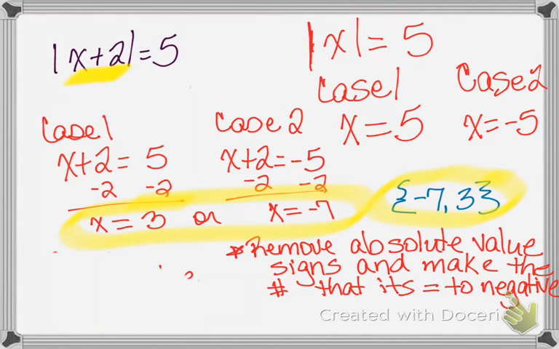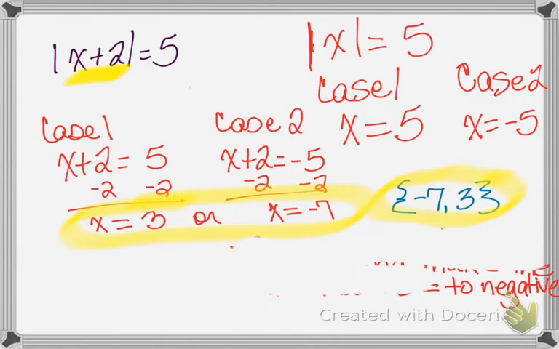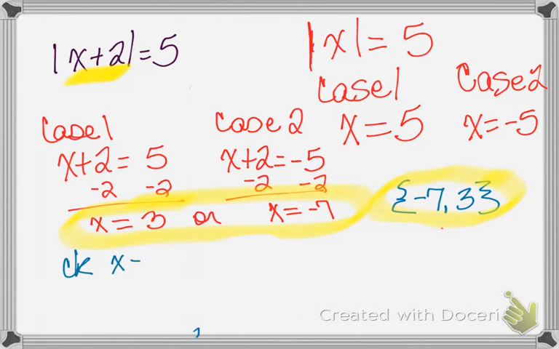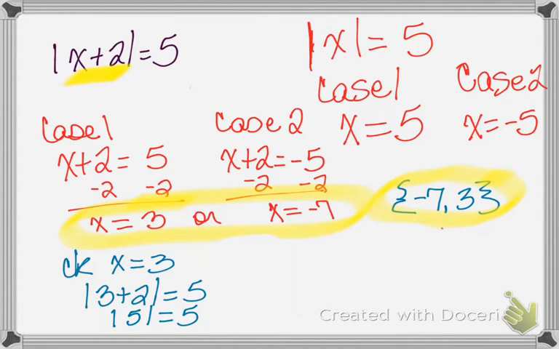So now we're going to do the check. I've got to check both of these. Okay, so I'm going to check x equals 3. So I go back to the original problem for the check. So I'm going to do 3 plus 2 equals 5. What is 3 plus 2? I apologize. It is 5, okay? And what is the absolute value of 5? 5. So this works. 5 equals 5.